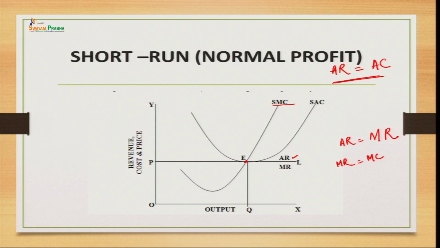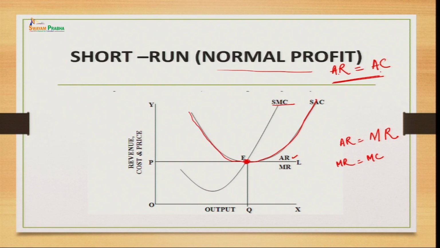Now, to produce OQ output, how much cost is a company incurring? So, the earlier case was the supernormal profit case, where we know the average revenue is greater than the average cost. Therefore, we have drawn the average cost curve below this average revenue curve. But now, because we are representing the condition of normal profit, at normal profit we have average revenue equal to the average cost. So, here the average cost curve will touch your average revenue curve. You can see that this average cost curve is going to touch your average revenue curve, and this is the point, again point E, where your average revenue is equal to the average cost.